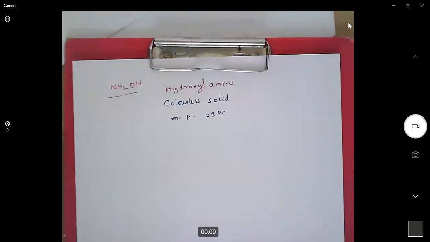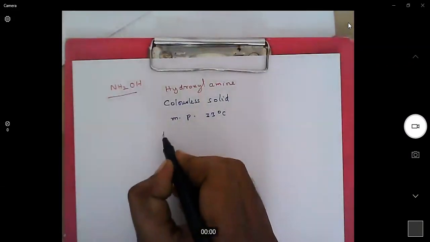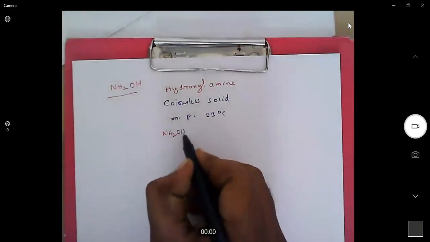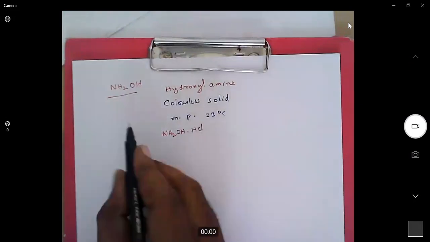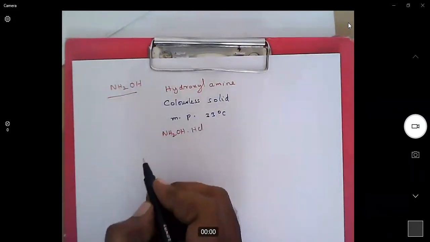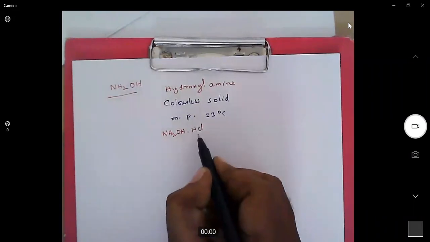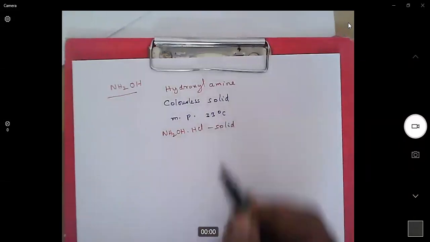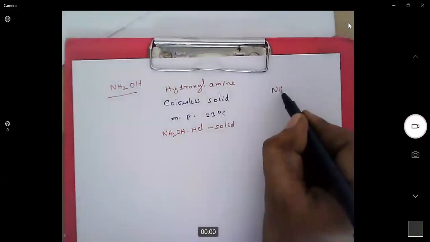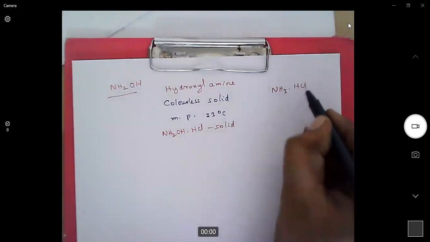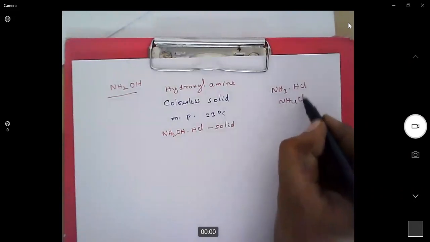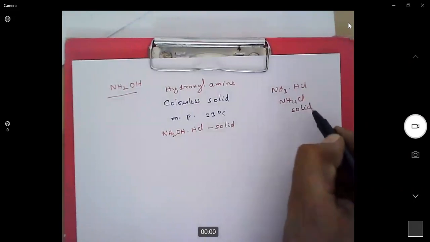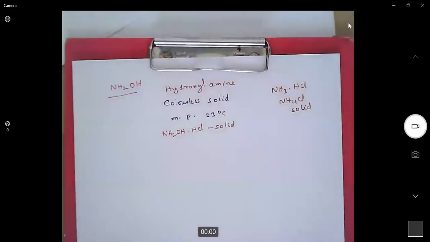So in order to get a solid compound, we can add HCl gas, since hydroxylamine has basic properties. So it forms a salt with HCl and generates a solid compound. So this is a solid compound like ammonium chloride. When we add ammonia and HCl, it forms ammonium chloride. Ammonium chloride is a solid compound which we can handle very easily, right?